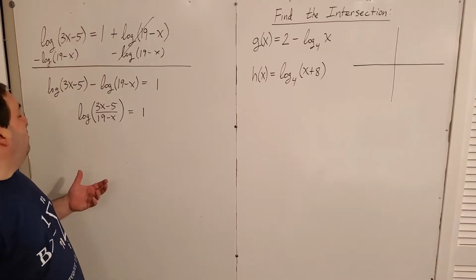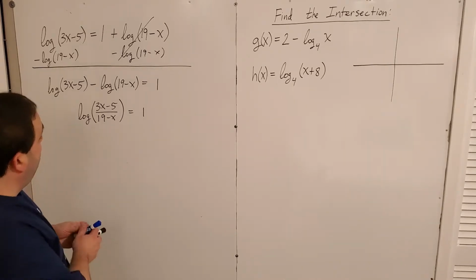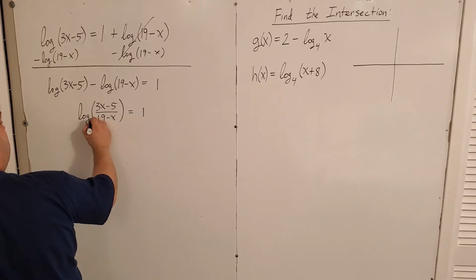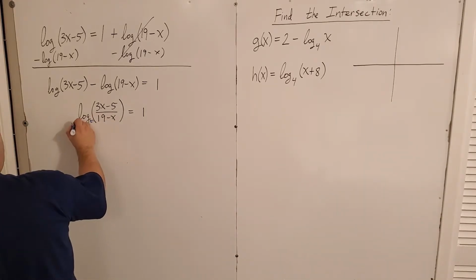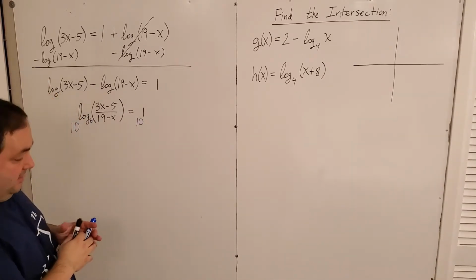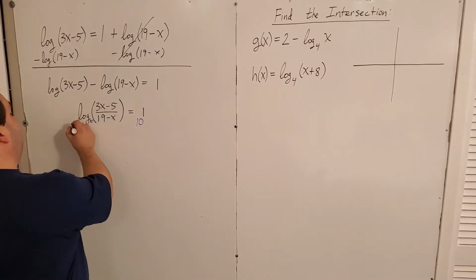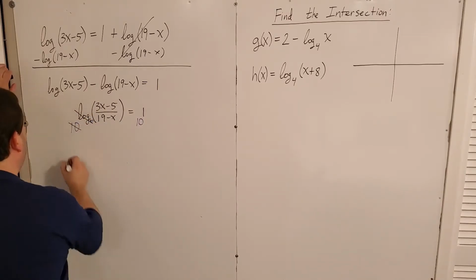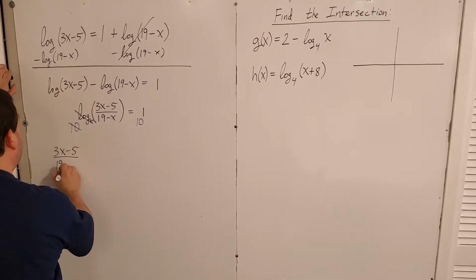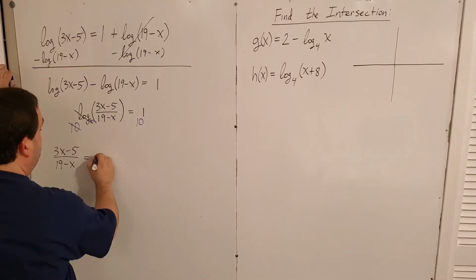Okay, well now I've just got that logarithm equals number set up again, right? What I need to do is raise a base on both sides. This is base 10, right? That's understood. So I'll be putting a base 10 on both sides. Okay, now remember, this is base, not just multiplication. So of course these two are inverses. And I'm left with 3x minus 5 divided by 19 minus x equals 10 to the 1 power, which is 10.